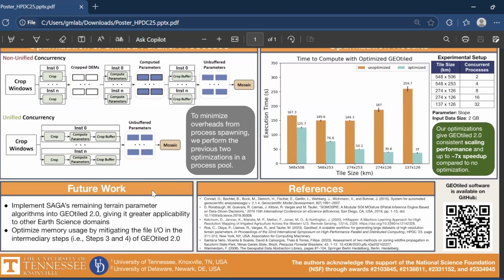Finally, for our future work, we would like to continue to integrate more terrain parameter functions from SAGA, as SAGA is a rather large library, and the more terrain parameters we integrate, the greater the applicability GEOtiled can have to the earth sciences. Second, we wish to optimize memory usage. Both GEOtiled and SAGA rely heavily on file I/O for reading and writing to new files, and so we would like to investigate new methods to minimize that to improve memory usage of the workflow.